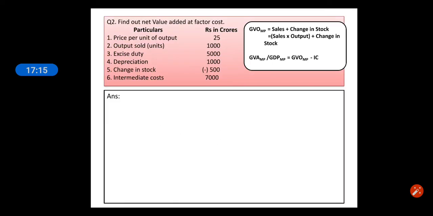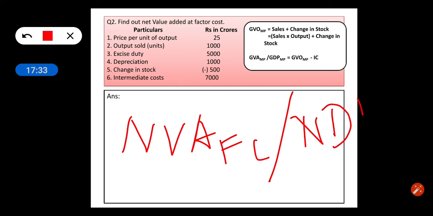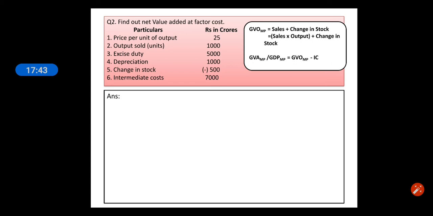Okay, now let us solve the second question. You have to find out net value added at factor cost. Net value added means what? Net means N, right? Net value added, NVA at FC. This is also equal to NDP at FC, right? This is your domestic income, right? So you have to find out domestic income, or NVA at FC, or NDP at FC. Now price is given, output is given, excise duty is given. Excise duty is your indirect tax, right? Depreciation is given, change in stock is given, intermediate cost is given.